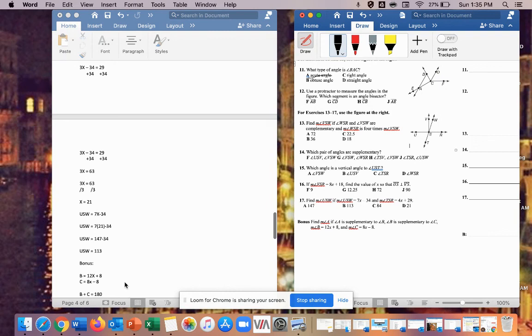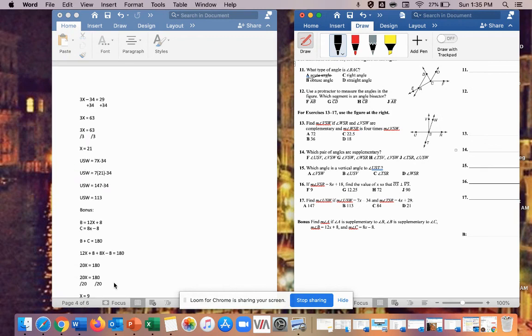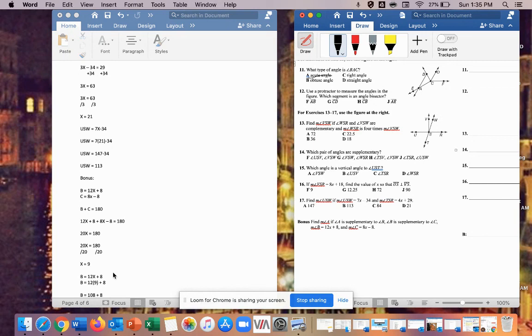Add them together, you're going to equal 180, right? So make it a problem. Put them into an equation: 12x plus 8 plus 8x minus 8 equals 180. Combine your like terms, and you're actually going to get 20x equals 180. Not so bad right now. You can solve for what x equals really quick. 20x divided by 20 is going to be x. 180 divided by 20 is going to be 9. X equals 9.